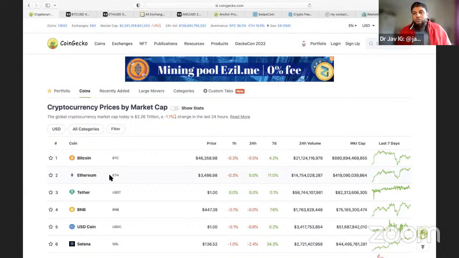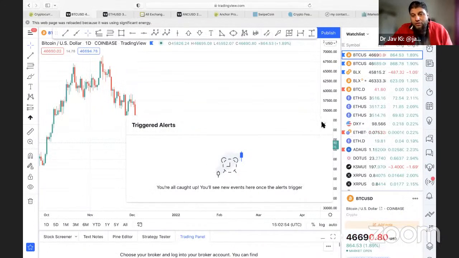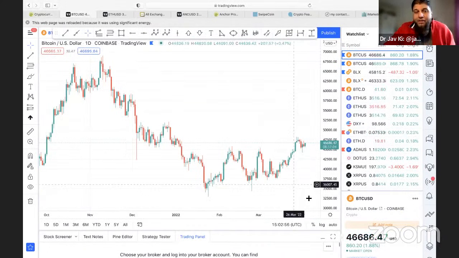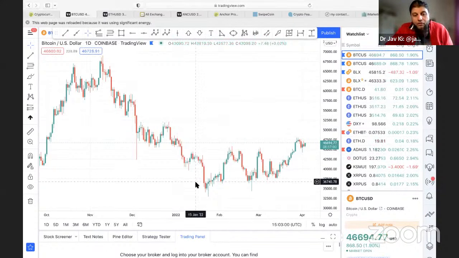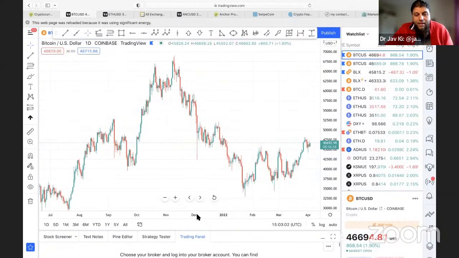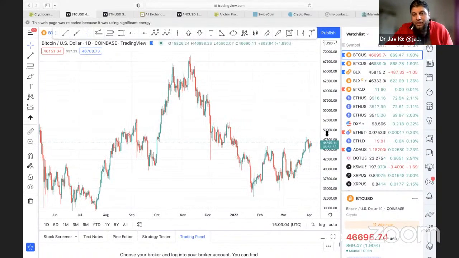Bitcoin is the largest crypto in the market. The current price of Bitcoin is around $46,000. And here you can see how the price has been moving for the last few weeks, last few months, and even the previous few years.